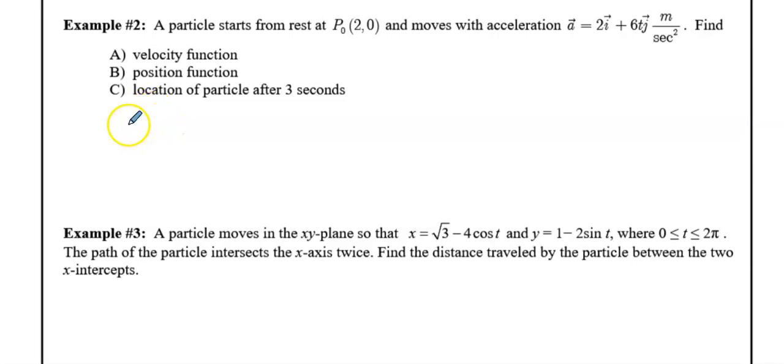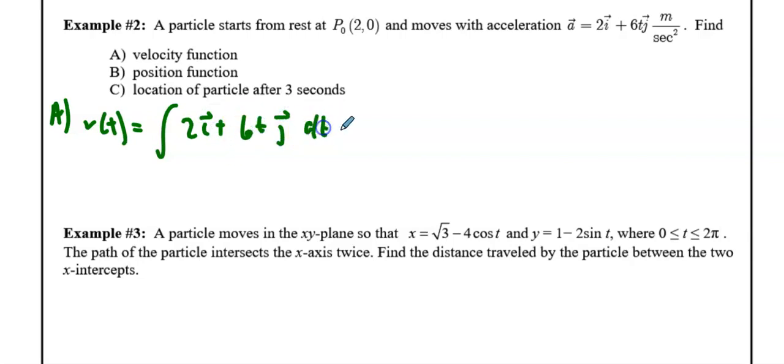What's the location of our particle? In order to find the velocity function, this is something that's not surprising for you guys. You know that you're going to be integrating this. So you're going to be integrating 2i plus 6t j dt. It's going to integrate 2, which is going to be 2t with an i.